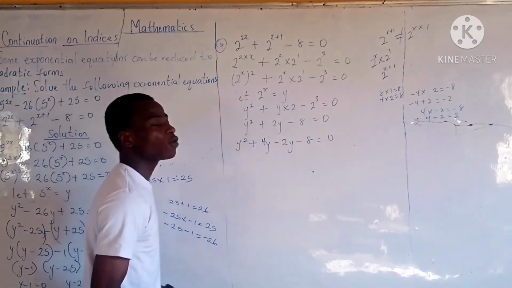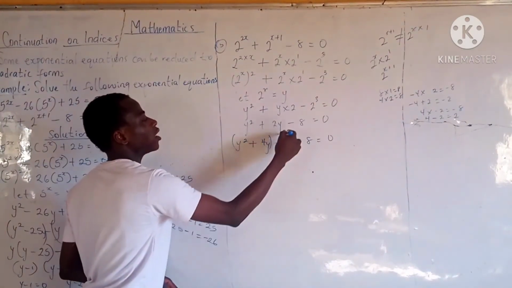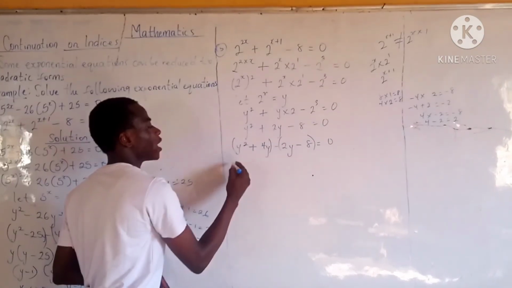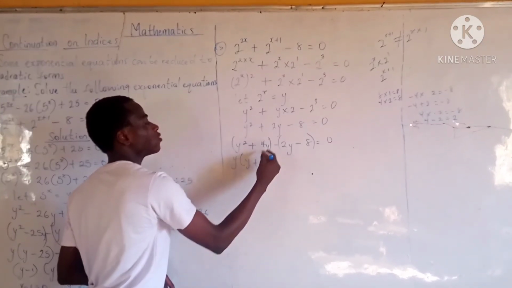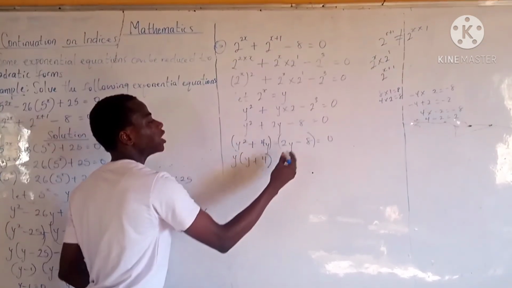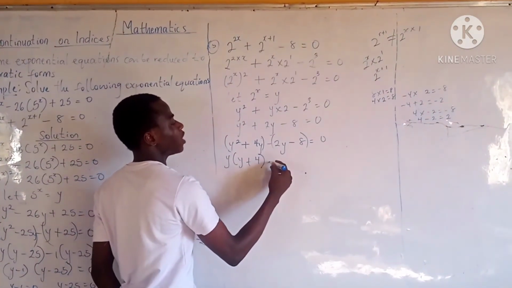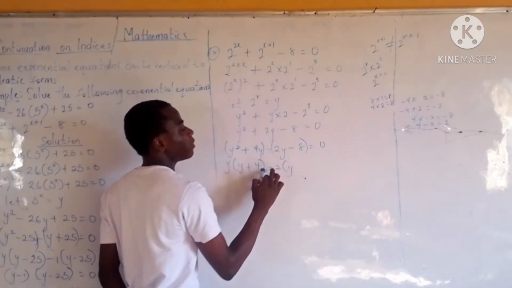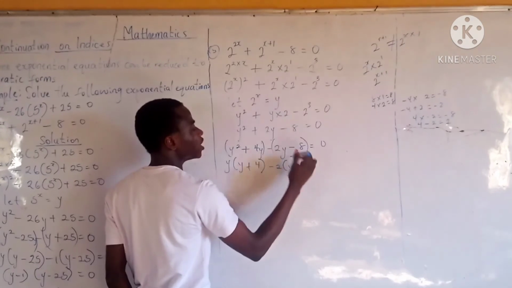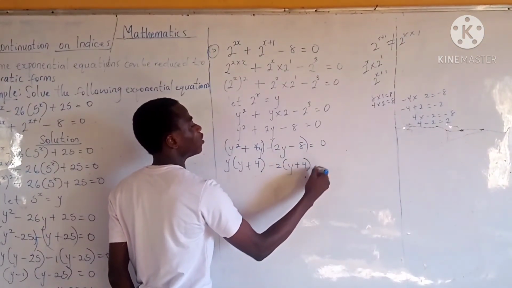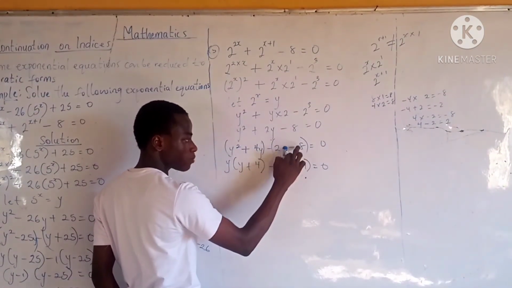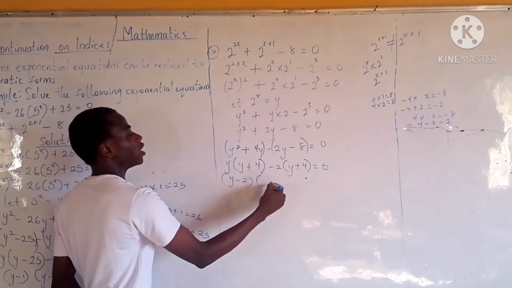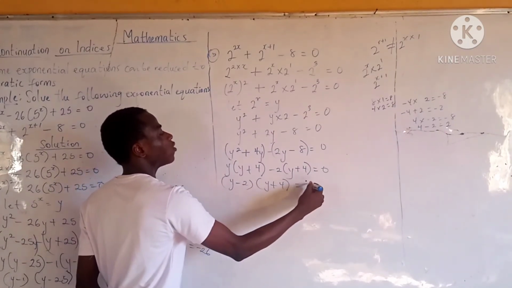So at this point now, we can split this and this. We factorize. So now, what's common? y plus 4. Then what's common here? Minus 2 is common here. Minus 2 times y will give us minus 2y back, then minus 2 times 4 will give us minus 8. Then equals 0. So now, y minus 2, then y plus 4 equals 0.